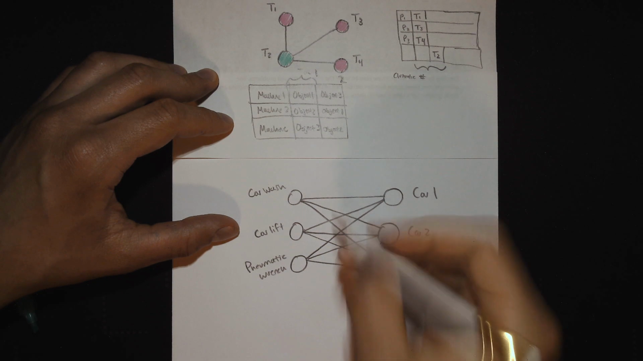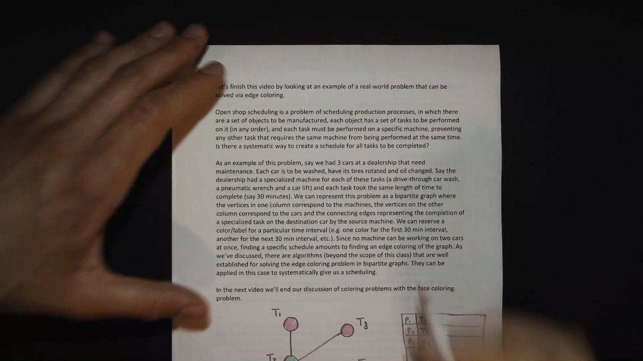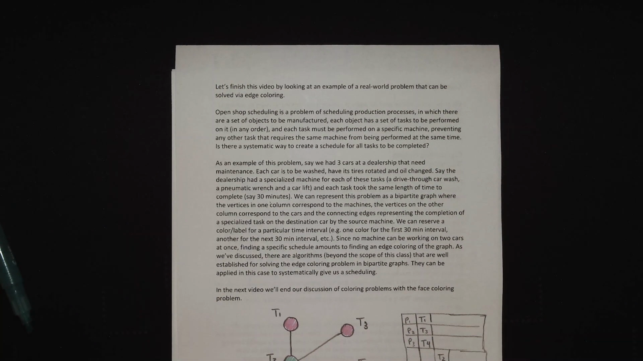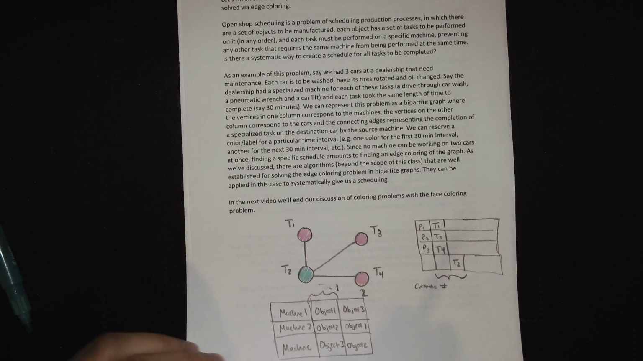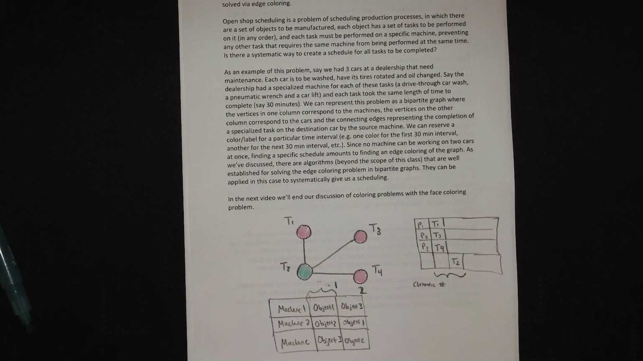So now, furthermore, we can reserve a color or label for a particular time interval, which we then assign to an edge. So for example, one color we can use to represent the first 30-minute interval, another color we can use to represent the next 30-minute interval, and so on. Since no machine can be working on two cars at once, finding a specific schedule like so amounts to finding an edge coloring of the graph.